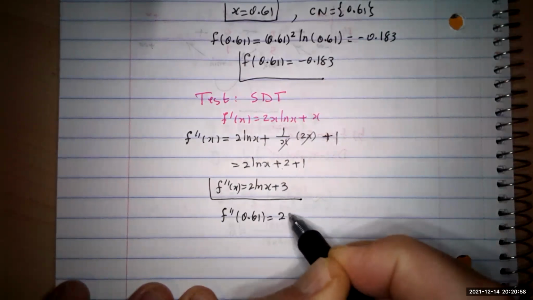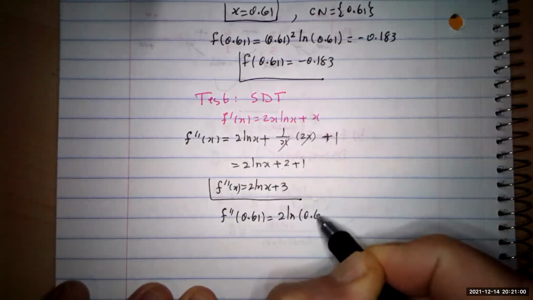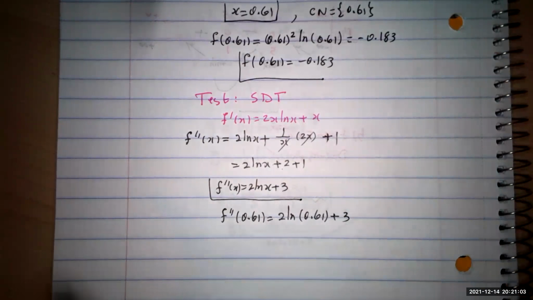So it's going to be 2 times ln of 0.61, then plus 3. You have to find this number to find out whether it is going to be positive or negative. Okay, so we start with the ln of 0.61. That gives you about negative 4.9, and then you multiply it by 2. So that gives you negative 9.8, and I add the 3.